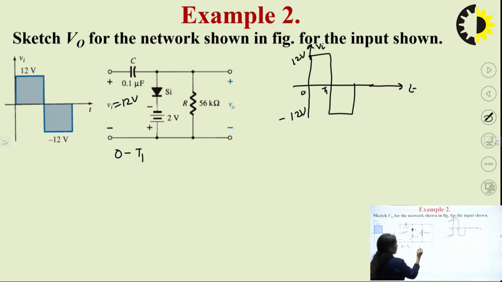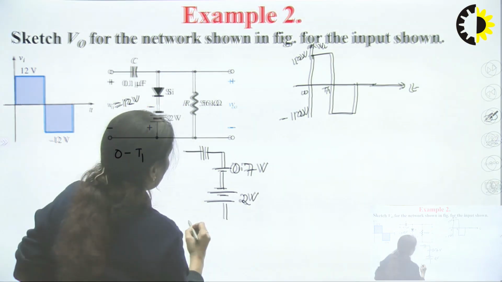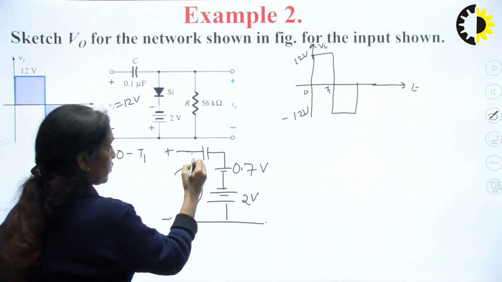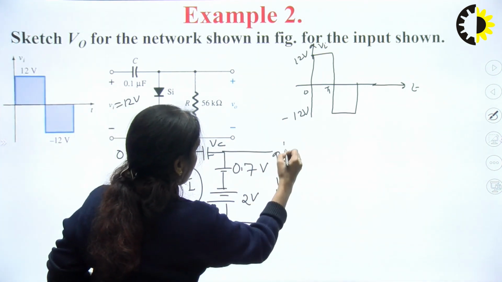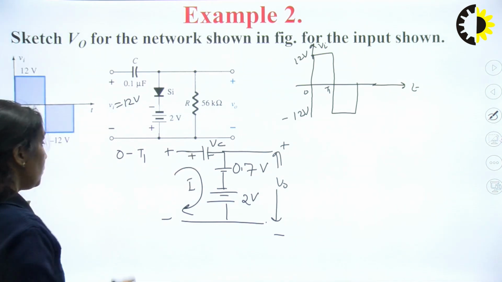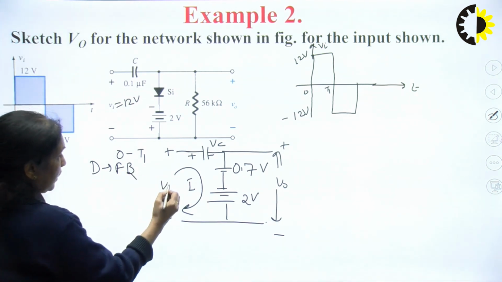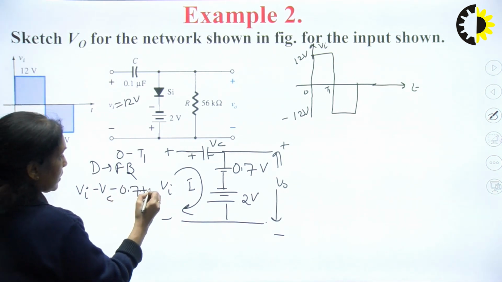So, when your diode is in a forward bias state, the equivalent circuit would be replace the silicon diode by a barrier potential of 0.7 volt, and this is negative, positive. This is your 2 volts, and here I set the direction of the current. So, this is plus minus Vc, and this is your V naught. If I write the KVL in the first loop, because my diode is forward bias, it will be Vi minus Vc minus of 0.7 plus 2 volts.